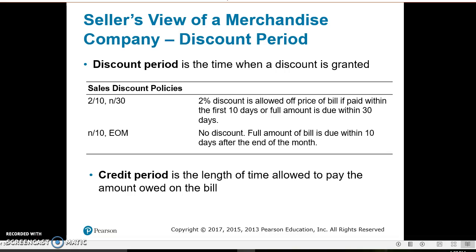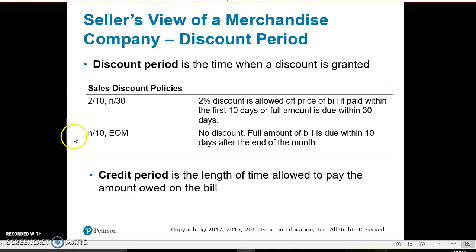As we look at the discount period, a lot of times a business will say, if you pay your bill within 10 days, we'll give you a 2% discount. So you have something as in here where it says 2, 10, and 30. That means you get a 2% discount within 10 days or the full amount within 30. Okay, so that is to encourage people to pay their bill early, pay it on time. You also have that credit limit time, which is usually credit period, which is usually 30 days.